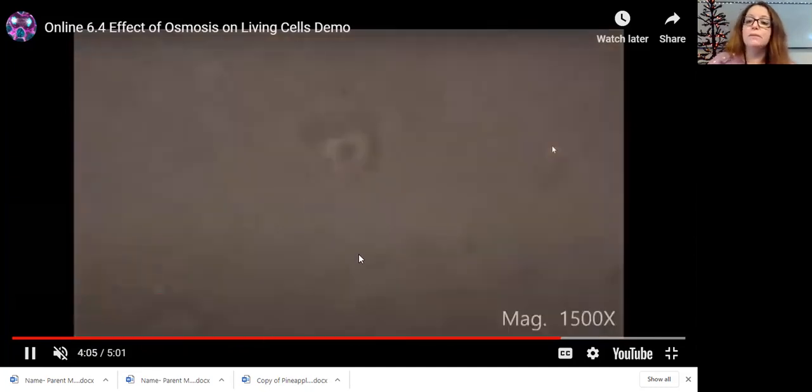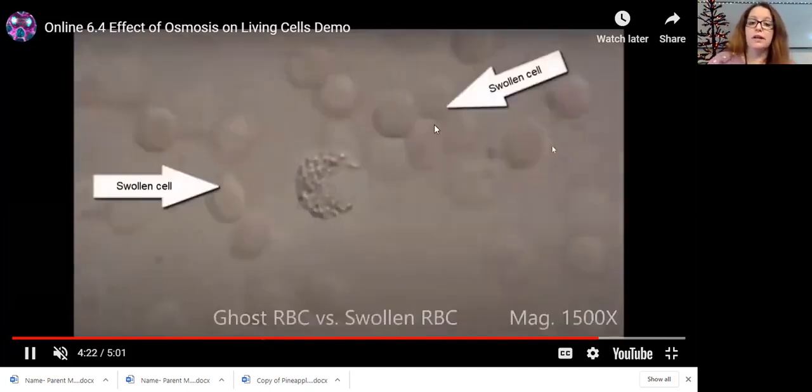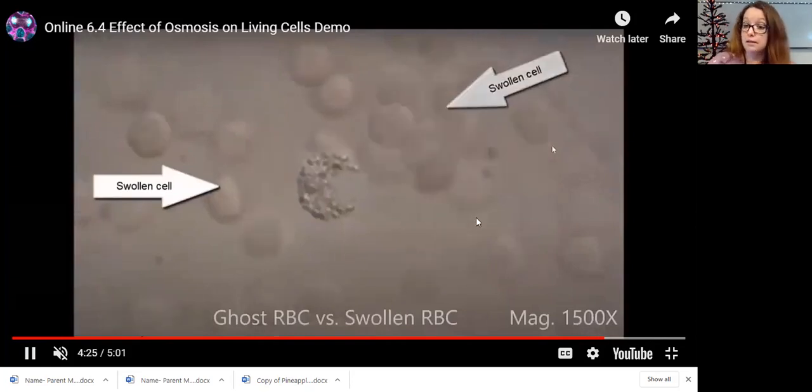And you just get these remnants of cells that no longer have the hemoglobin inside them because it's been lost to the environment because it's burst out. So here's a ghost cell, which is just the cell membrane of what used to be.